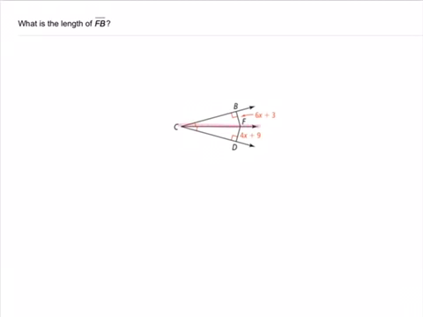CF is the angle bisector because that piece of the angle is equal to that piece of the angle. By the angle bisector theorem, I know that BF has to equal DF. So I'm going to go ahead and set up an equation. BF is 6x plus 3, and DF is 4x plus 9.